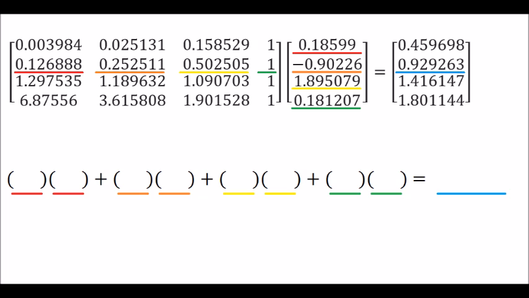Same drill for the second row. This says y2 should equal 0.929263. Does that hold true? Third row is the same process. y3 should equal 1.416147. Lastly, y4 should equal 1.801144. Do these values match the original data table? Like I said before, if they don't match, then we did something wrong. They should match, so this is just a way to check our answer.